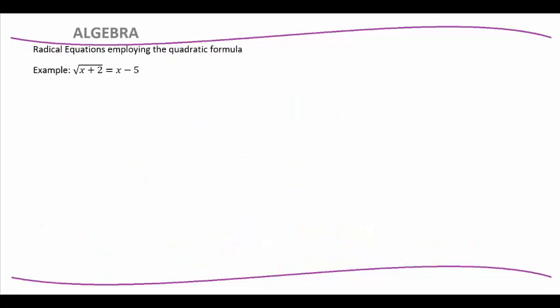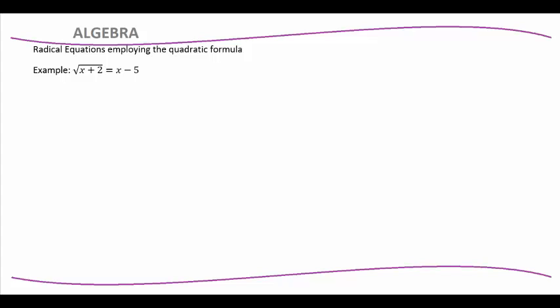Radical equations employing the quadratic formula. Remember that radical equations are when the variable in the equation occurs in a square root, cube root, and so on. So we're going to start off with an example. We have square root of x plus 2 equals x minus 5. So we're going to find the real solutions of this equation.